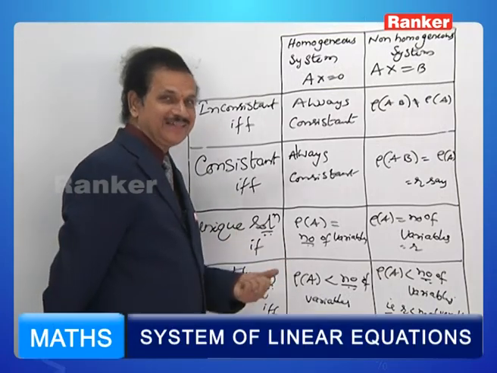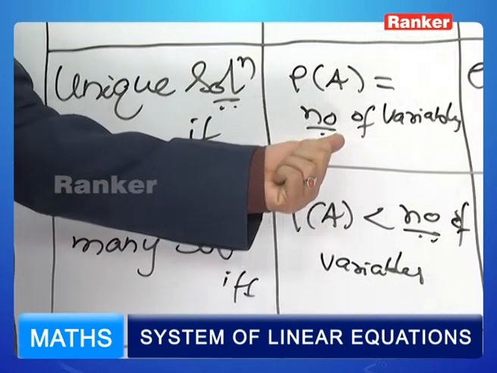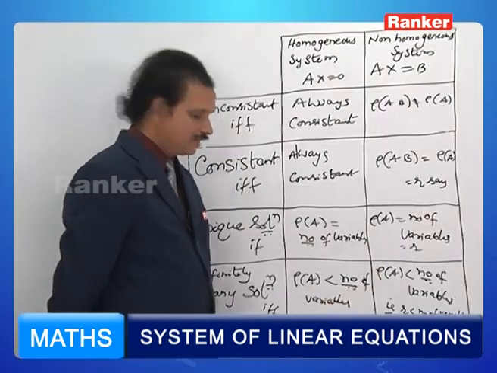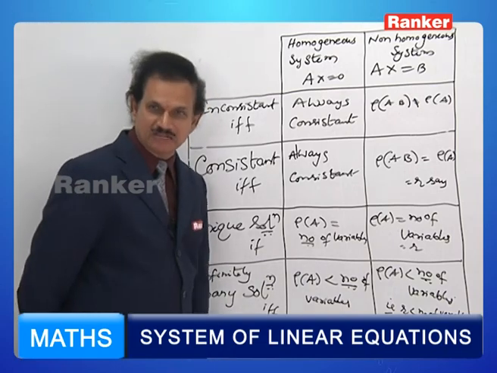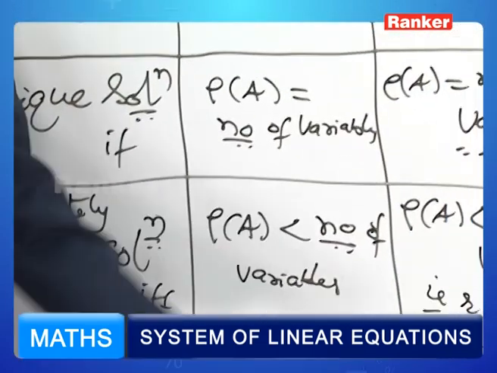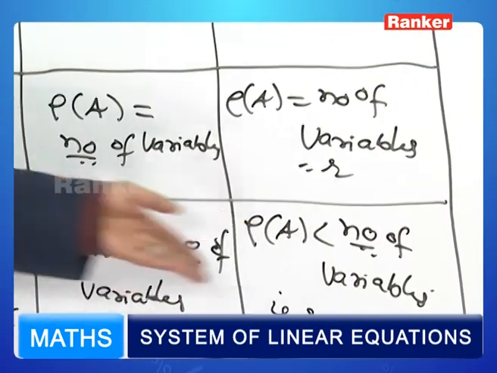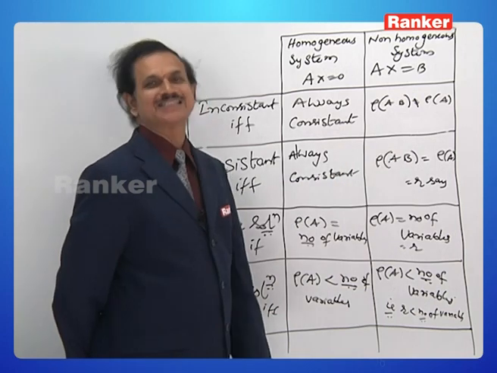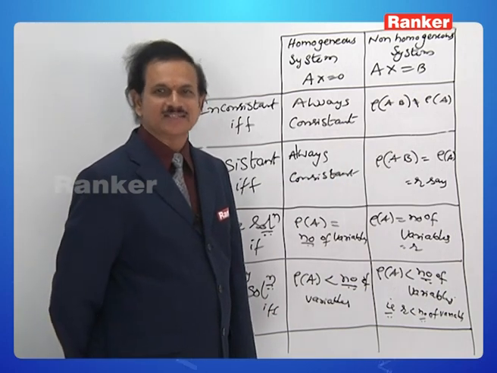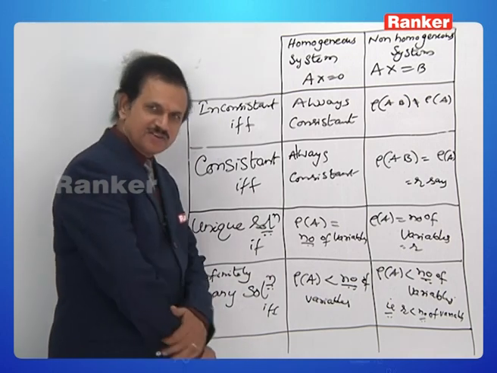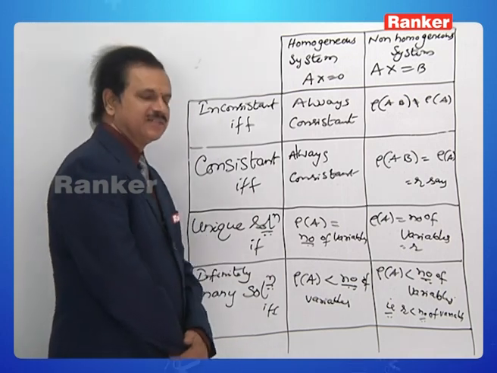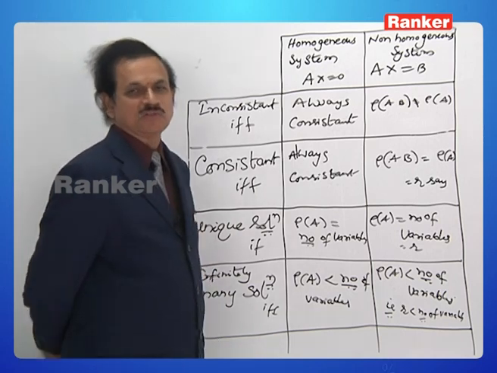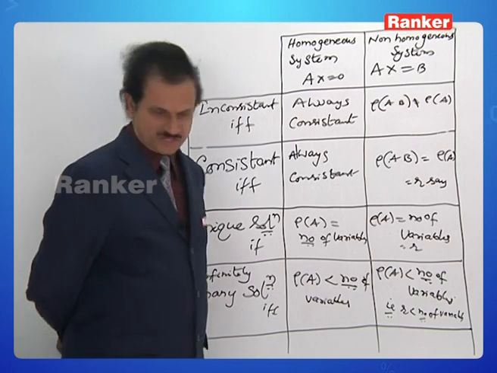Unique solution. When can they have a unique solution? Rank of A is equal to number of variables. You observe the similarity. When can they have infinitely many solutions? Rank of A less than number of variables. You observe the similarity. The only change occurs here, consistency and inconsistency. This is a beautiful and useful tabular form that one can learn and keep in mind so as to recollect the concepts regarding the nature of solutions of linear equations.